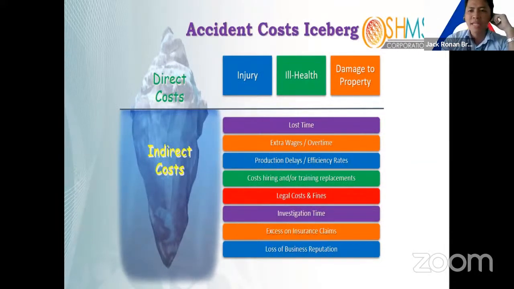So what we can see of the effects of the injury or accident is only the tip of the iceberg, as they say. We can see only the injury, the ill health, or the damage of property. But what we cannot see are the other indirect costs. It could be the lost time, extra wages, overtime, production delays, efficiency, cost of hiring and training persons, legal costs and fines, investigation time, excess insurance claims, and loss in business reputation.